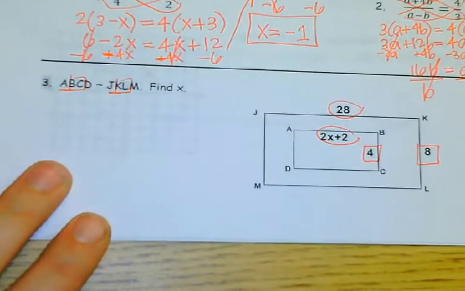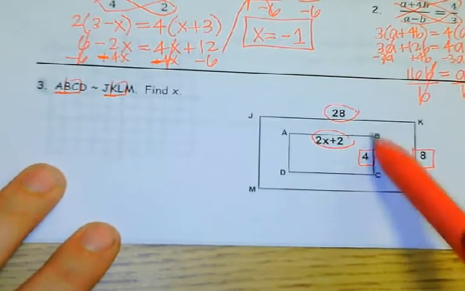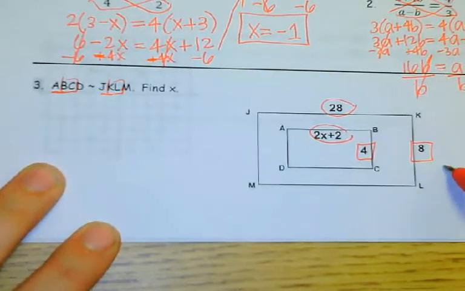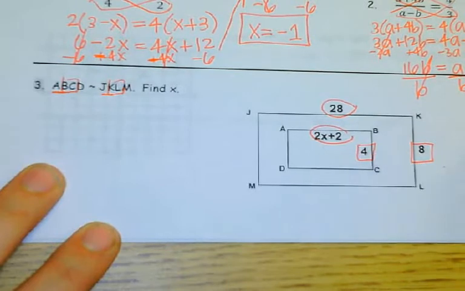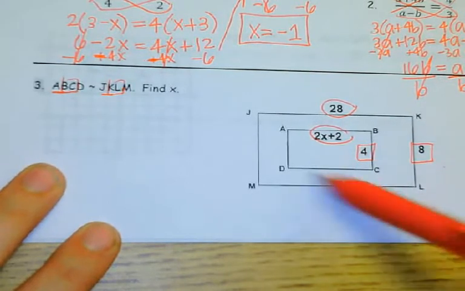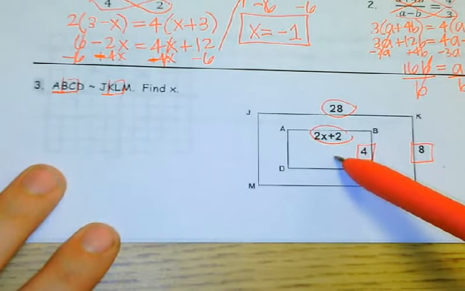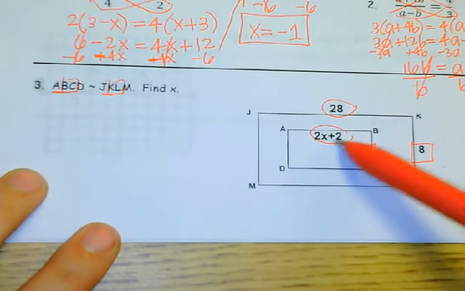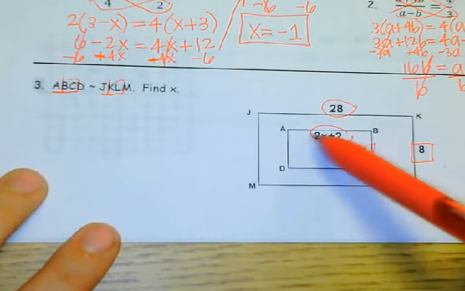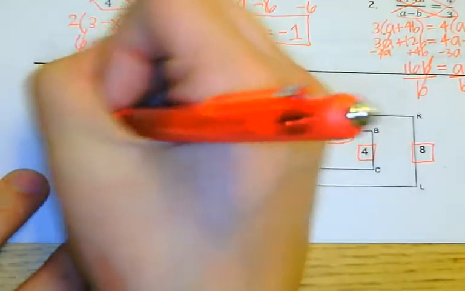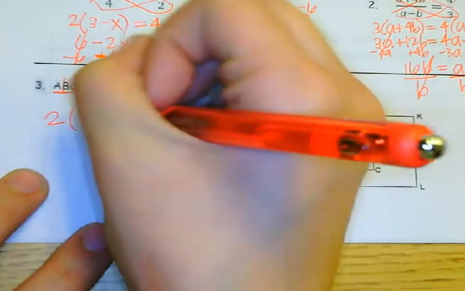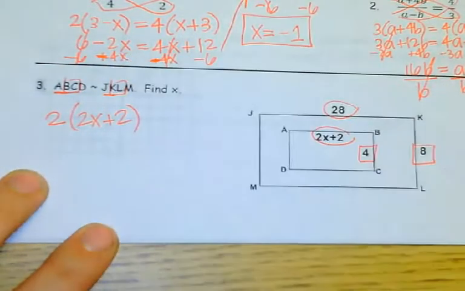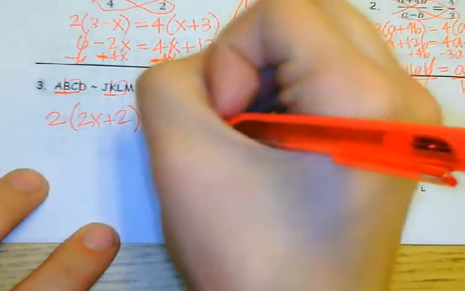What do you notice between these two? Well, we multiply BC by 2 to get LK. We multiply 4 by 2 to get 8. So this figure is 2 times bigger than this inside one. So that means that 28 has to be 2 times bigger than whatever AB is. So we can do 2 times 2x plus 2 is going to give us that bigger shape.